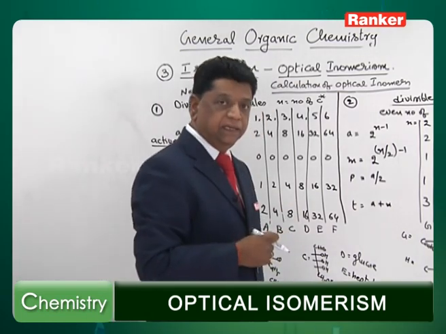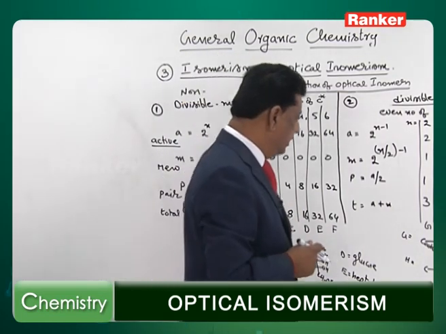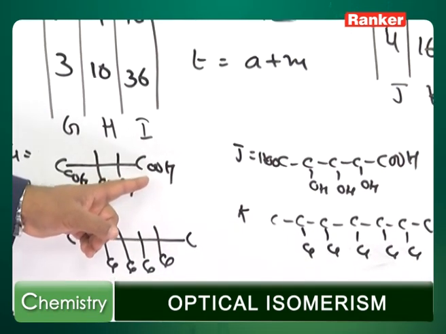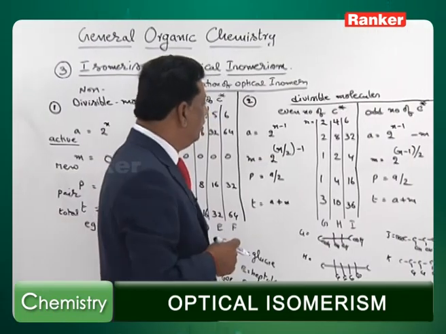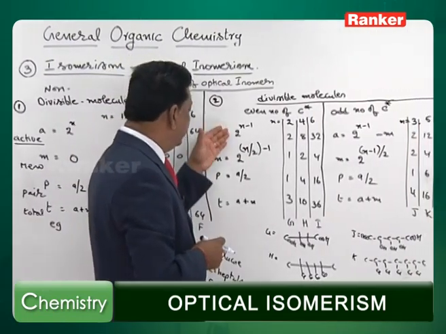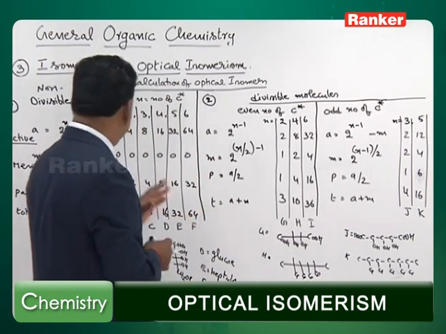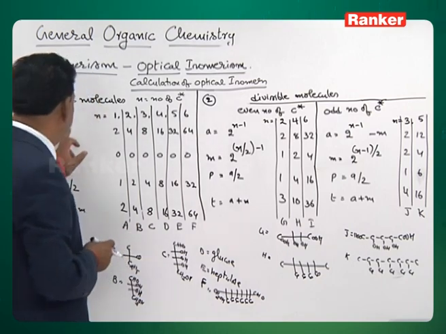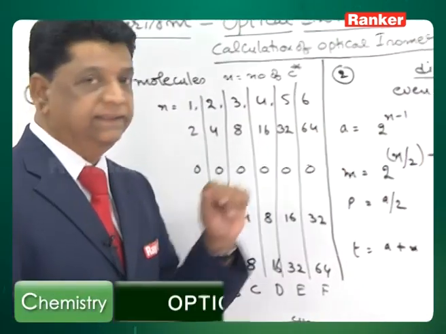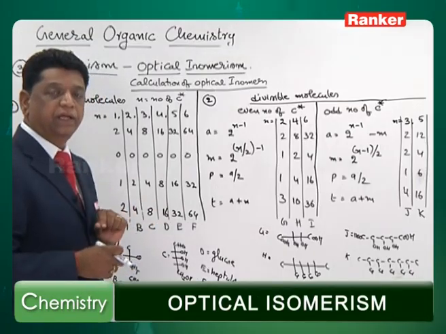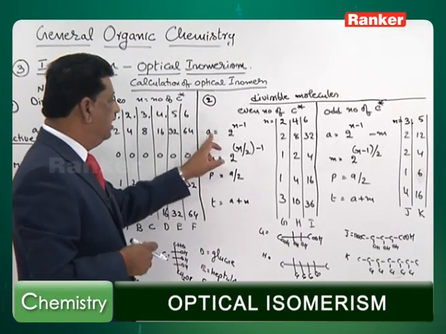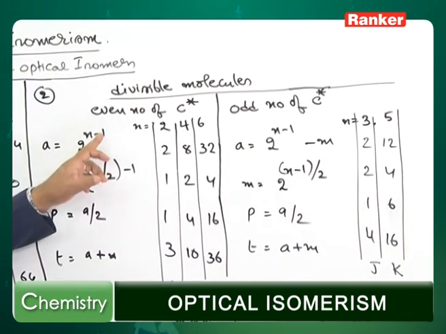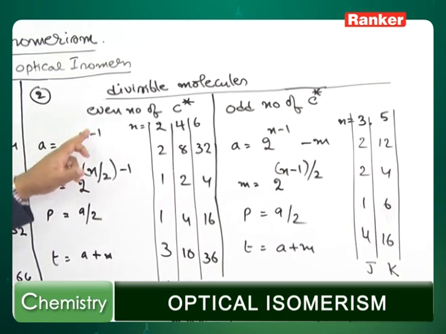Coming to the second part, that is divisible into 2 halves, like tartaric acid. This is tartaric acid. At this center, if I cut, you get the same parts. Therefore, in this case, we have a slight modification in the formula we are using. For active members, we used 2 to the power of n previously. Here it is n minus 1, because some meso compounds are coming. Therefore, this A will always be less than the previous A. So, 2 to the power of n minus 1.